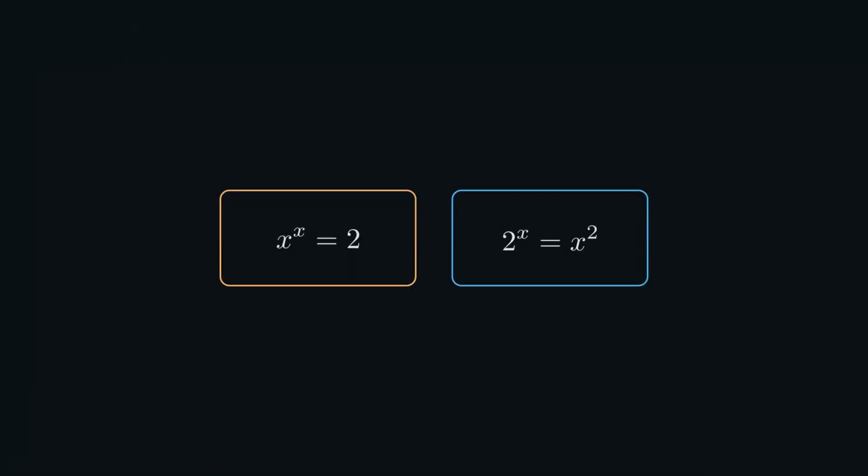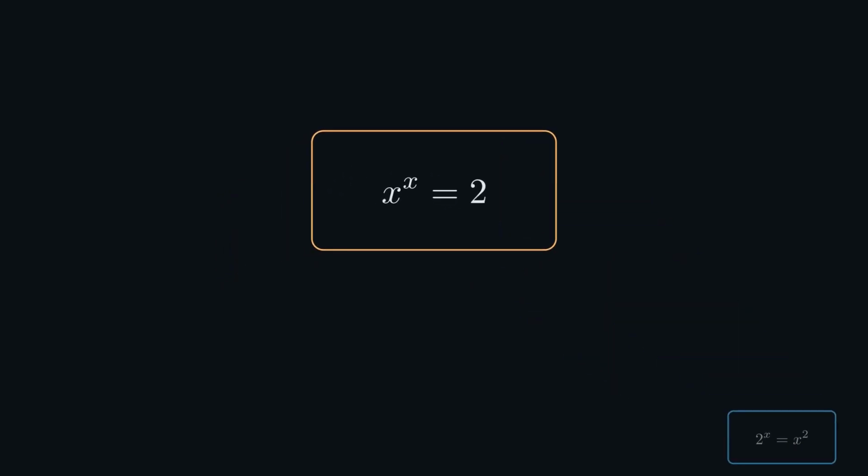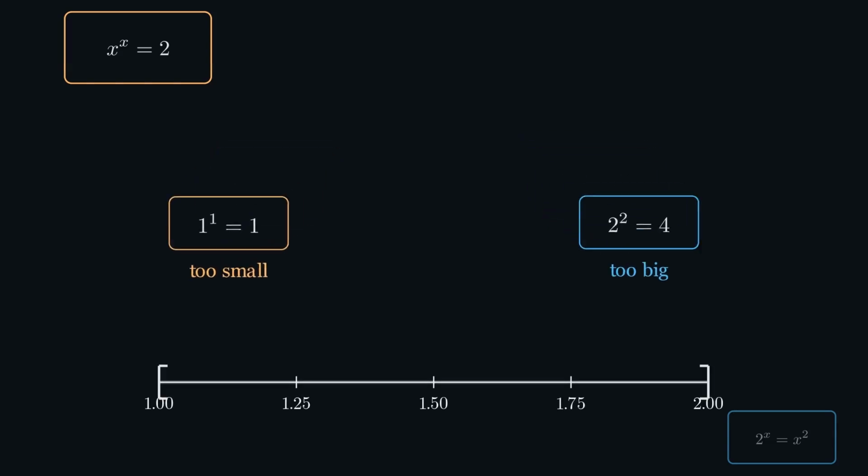Welcome back. Okay. Deep breath. Puzzle 1. x to the x equals 2. Honestly, my first instinct isn't algebra. It's just to play. Let me try numbers. Try x equals 1. 1 to the 1 is 1. Too small. Try x equals 2. 2 to the 2 is 4. Too big.